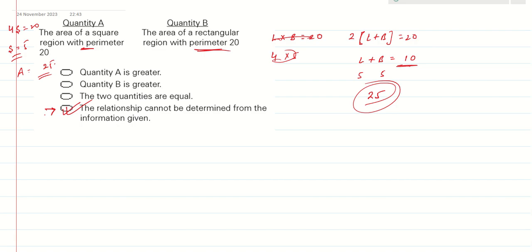I can say 6 into 4 also. And any other number I can say, 8 into 2, 1 into 9. Many possibilities are there. Right? So my answer is this one. Good.